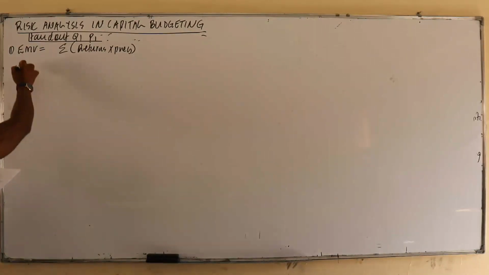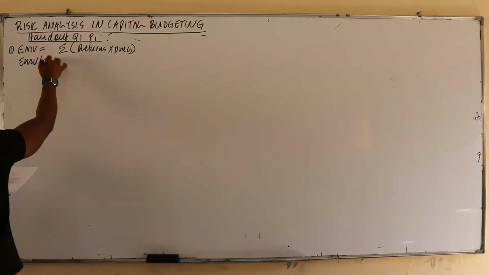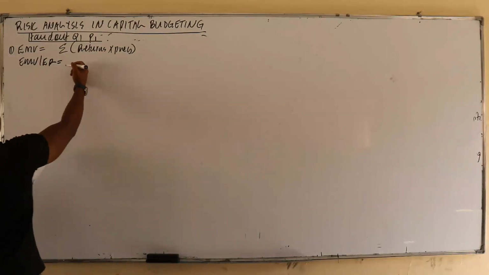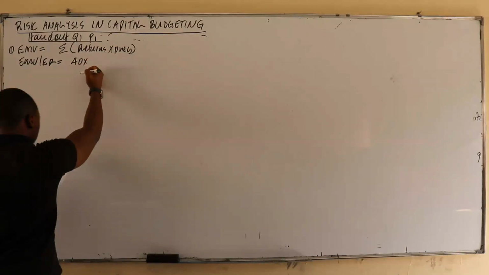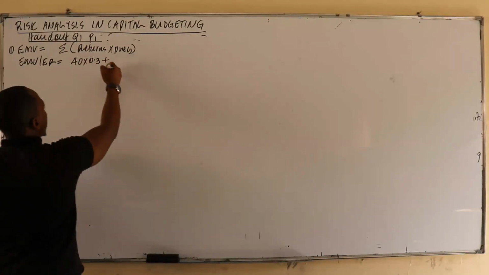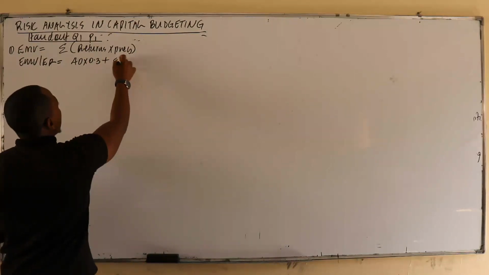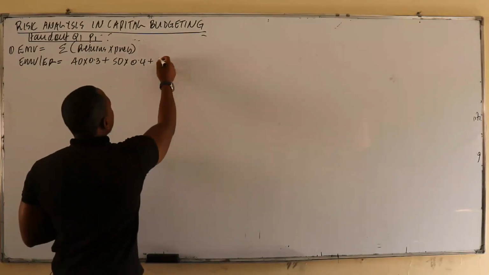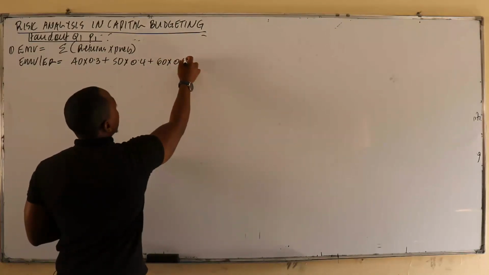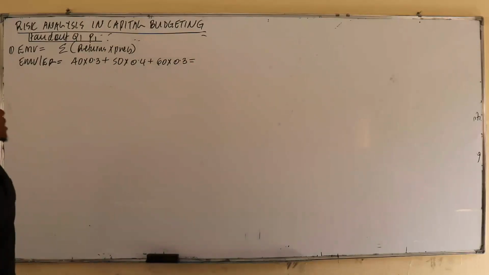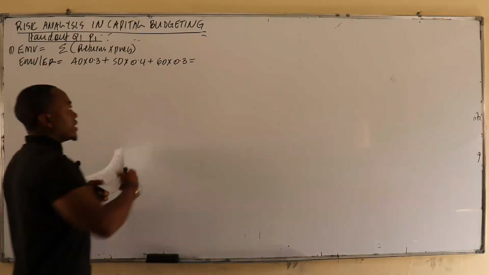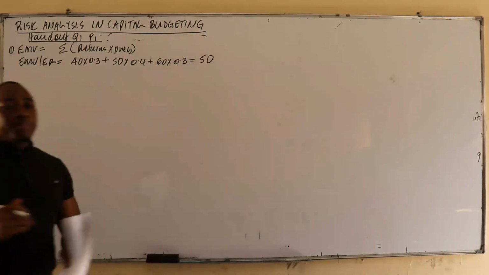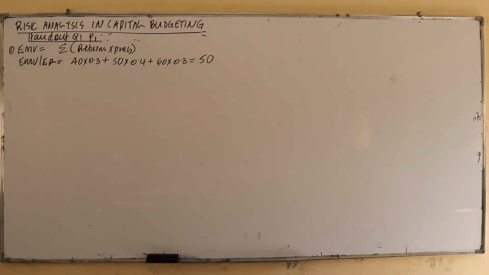For example, in this case, to get the EMV or the expected return, we have the annual cash flows. You can generate 40 million and the probability of that occurring is 0.3, or you can also generate 50 million with probability of 0.4, or you can generate 60 with probability of 0.3. So on average, how much is that? That's 12 plus 20 plus 18, that's 50, right? So on average, per annum for the next 5 years, you'll be generating an amount of 50 million. Good.